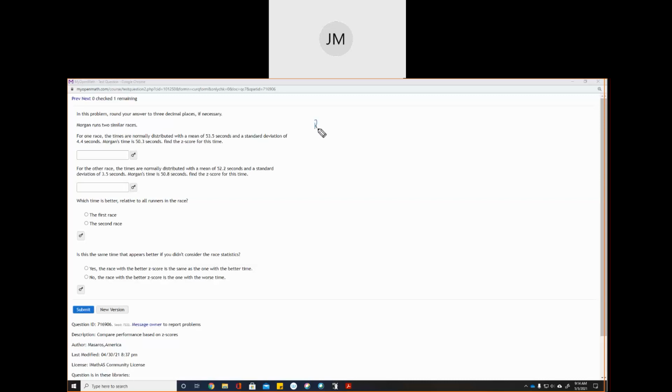So I'm going to look at race 1. The times are normally distributed with a mean of 53.5 seconds. That's the mean for the whole population. And a standard deviation of 4.4. Morgan's time, I'll write that as an x value, is 50.3 seconds. Find the z-score for this time.